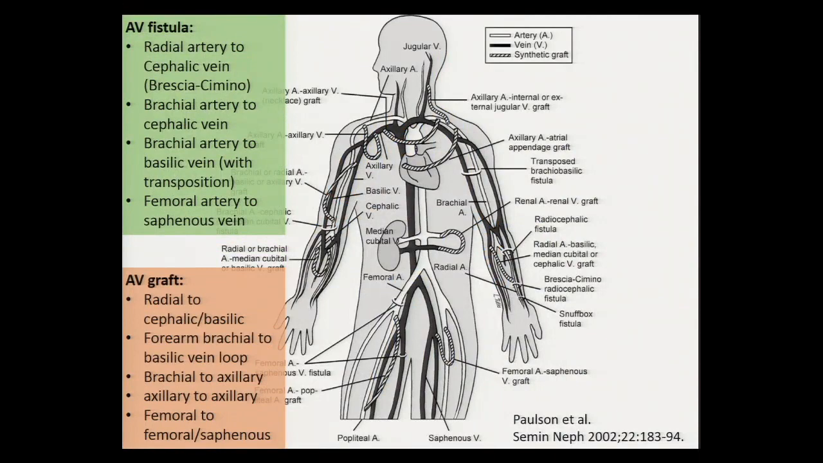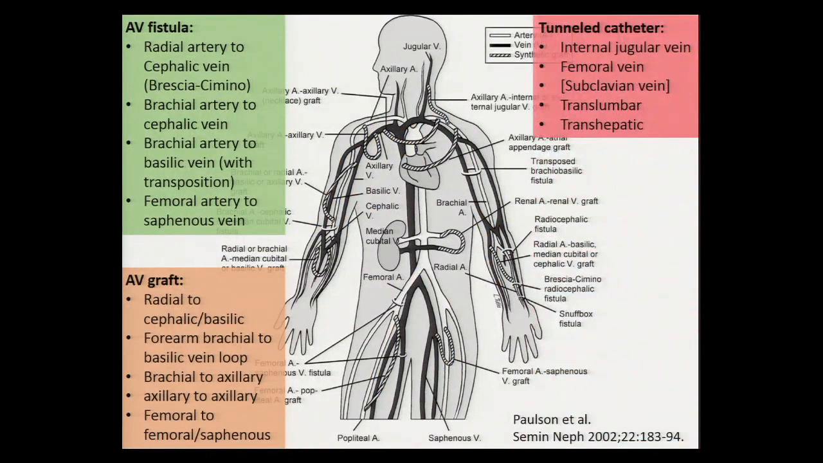An AV graft can be utilized. It can be in the forearm, radial artery to cephalic or basilic. It can be a straight graft in the forearm. It can be a looped graft in the forearm. Once you go to the upper arm, you have brachial artery to axillary vein or brachial artery to basilic vein grafts. You can have axillary to axillary loop grafts. And then you can have a thigh loop graft, femoral artery to femoral vein or femoral artery to saphenous vein. Occasionally you will see things like necklace grafts that run across the front of the chest. I've never seen an IJ graft, but I guess they are described.